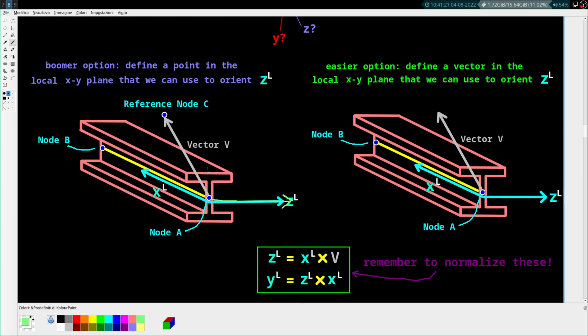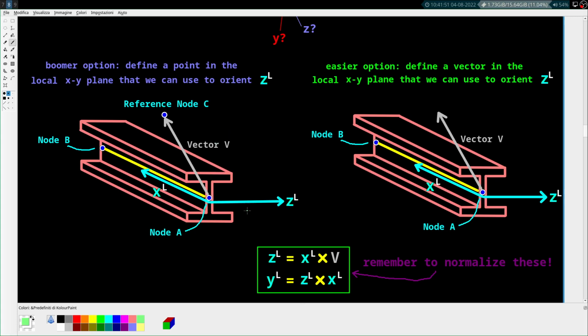That's true, right? If you use the right-hand rule on this, you put your index finger here, your middle finger this way, this would be where your thumb would point. So that's the right-hand rule. So this is Z local. Z local we've defined by this reference node C. And then for Y local, you take Z and X, take the cross product of Z with X, and you get Y. In this case, if you cross Z with X, your Y is in this direction.